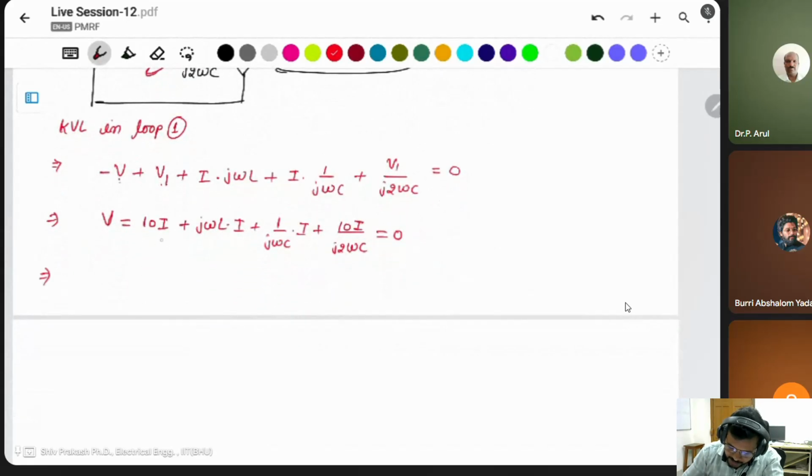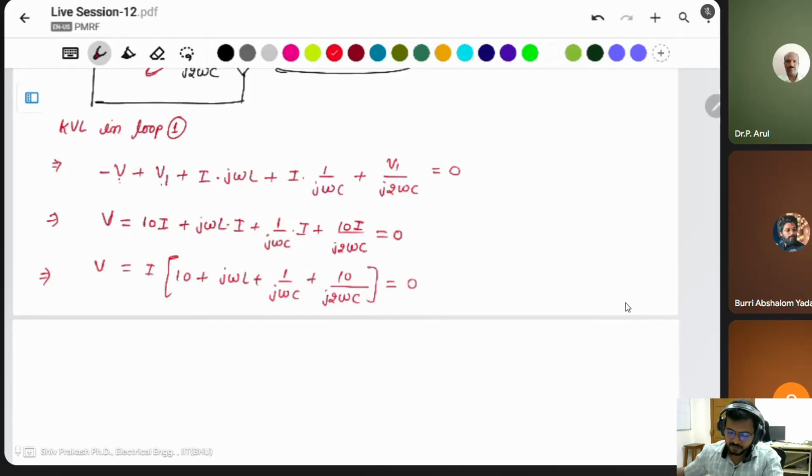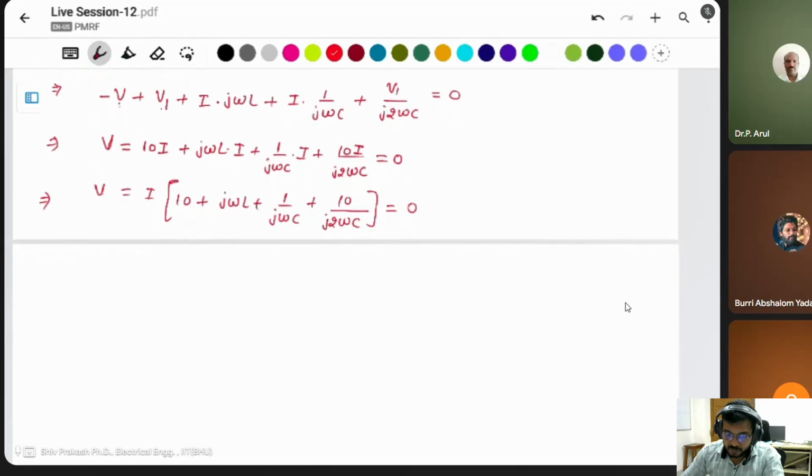You can take I as common, then this will be 10 plus j omega L plus 1 upon j omega C plus 10 by j 2 omega C. This will be V by I, so this will be 10 plus j omega L. 1 by j you can say is minus j by omega C. This will also be minus 10 divided by 10j, or you can say j10 divided by 2 omega C.